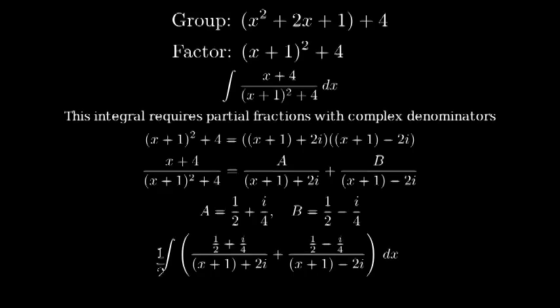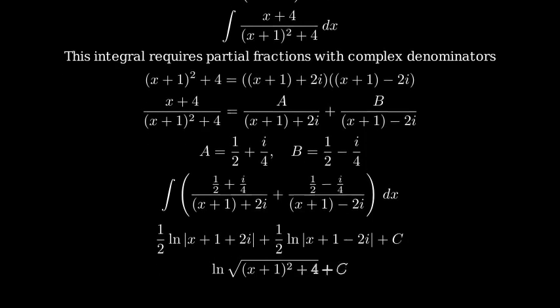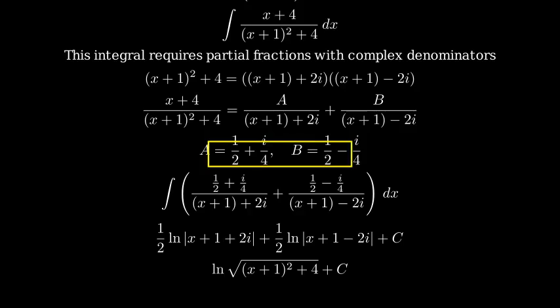Therefore, our solution is 1/2 times the natural log of the absolute value of (x + 1 + 2i), plus 1/2 times the natural log of the absolute value of (x + 1 - 2i), plus C. This can also be written as the natural log of the square root of ((x + 1)² + 4), plus C, which is our final answer.